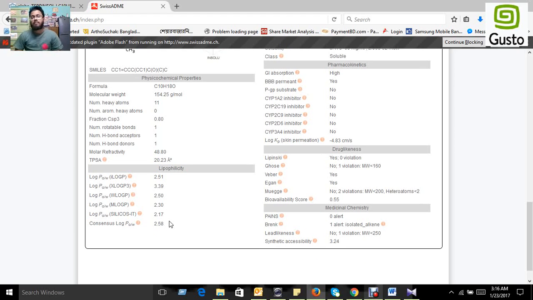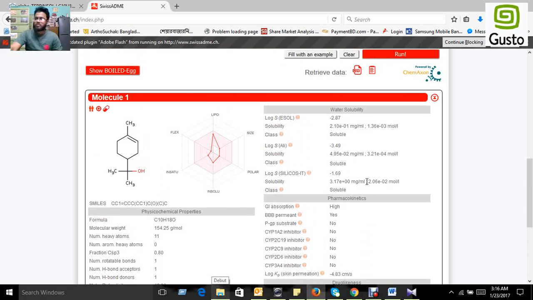So we can say that by the prediction of SwissADME, this alpha terpineol, on the basis of Lipinski's rule, is safe for humans and is likely to be a safe drug, because all the parameters of this compound as a safe drug are maintained. And this prediction is not the only parameter for a safe drug. We have to consider other parameters, and that's why here are the different properties of this compound.